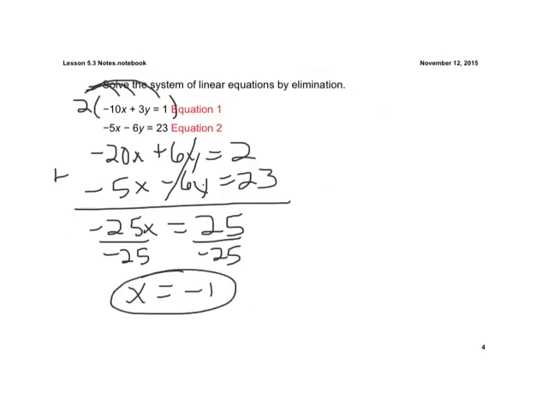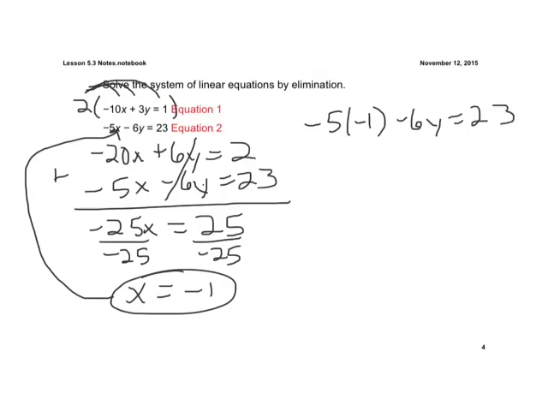Alright, the hard part's done. Now we substitute our x variable back into either equation. Alright, if we pick, let's say we want to use that bottom equation this time. Let's substitute x in for x in equation 2. So negative 5, not x anymore, but a negative 1, minus 6y equals 23.